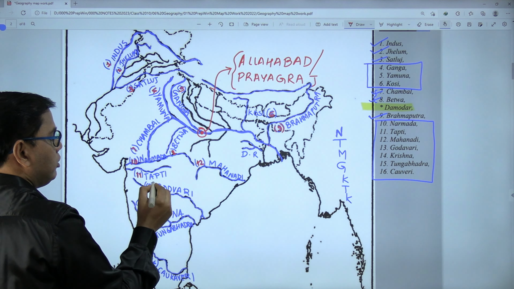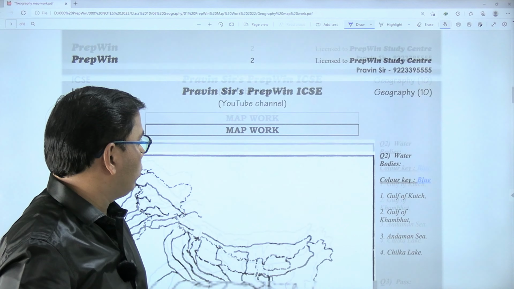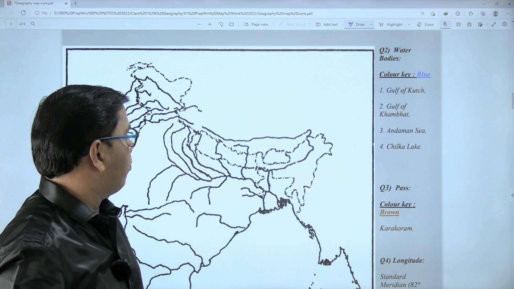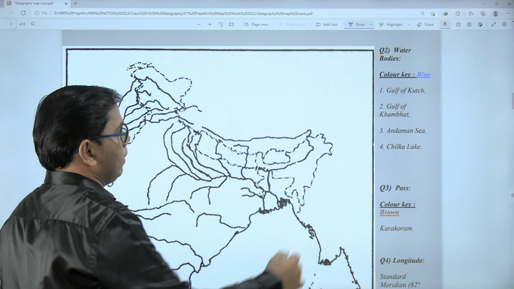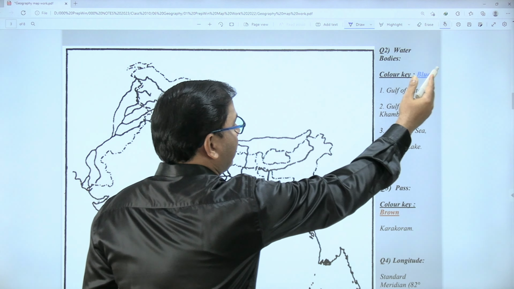Okay, if you want, you can take a snapshot. To continue with the water bodies, we are going to see this second map of India, water bodies. Now the color key for water body is again blue, and here we are going to mark Gulf of Kutch, Gulf of Khambhat, Andaman Sea and Chilka Lake.